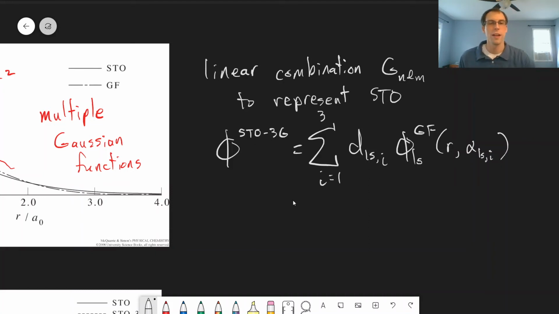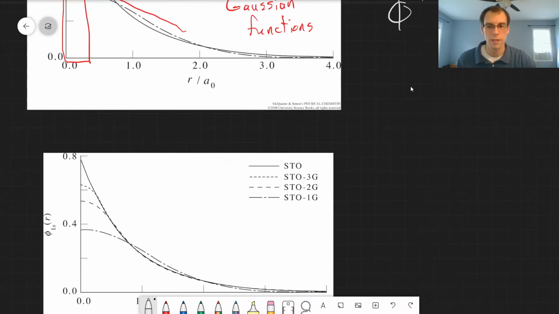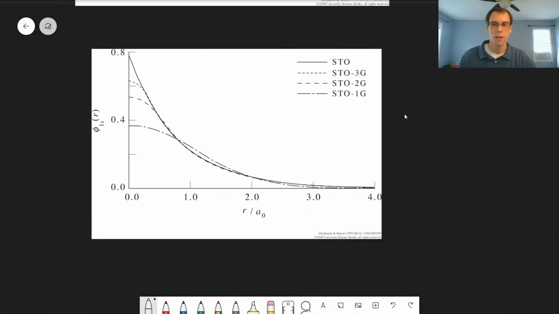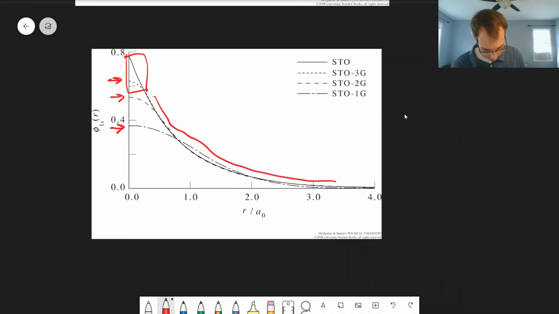What this looks like in practice, if we go down to the second image from your textbook, is we get closer and closer to the actual Slater type orbital as we add more Gaussian functions. All right, so this line here represents just one Gaussian function. If we add a second one, we get a little bit closer to the actual Slater type orbital behavior. And as we add 3, we get pretty close. There's still a pretty big discrepancy here, but it's much better. And aside from this part, it basically agrees for all the rest of the curve.